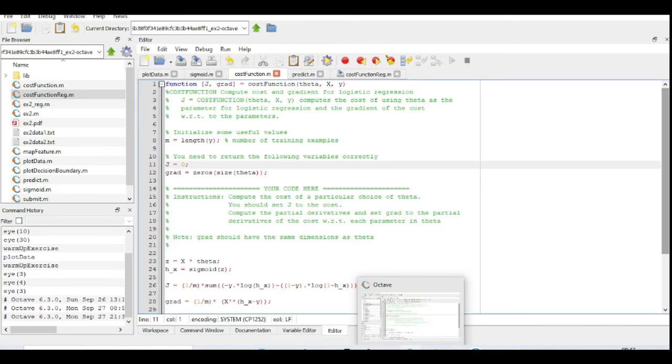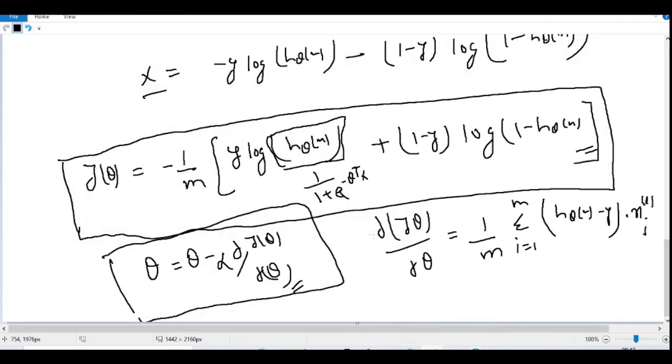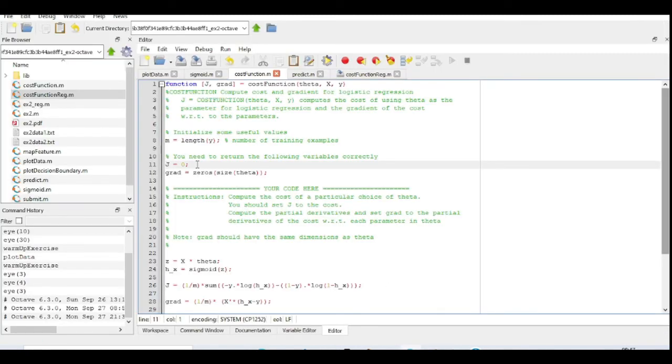Now coming to Octave. Here j is nothing but the differentiation; this itself in the Octave implementation we are writing as j, and this as the cost function. So now in the Octave implementation, initially we have written j as 0 and gradient as zeros of this.